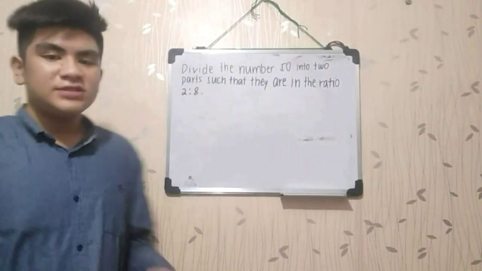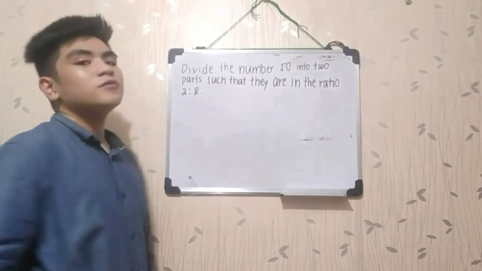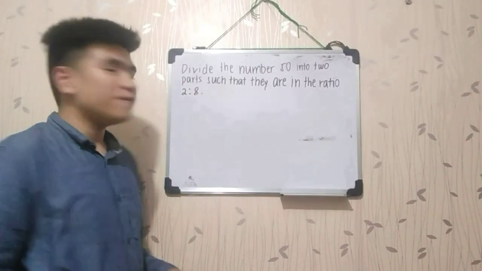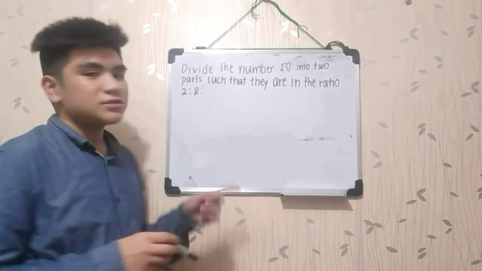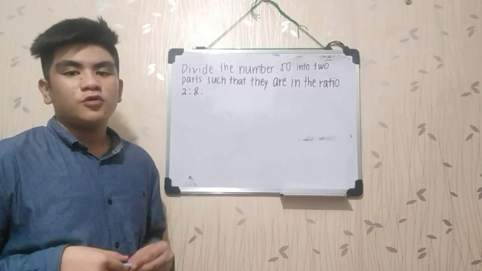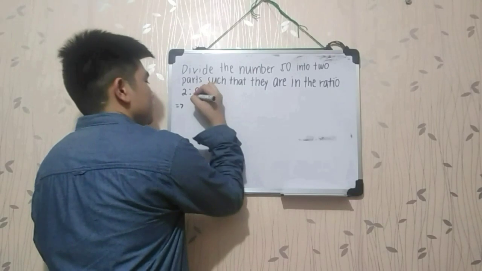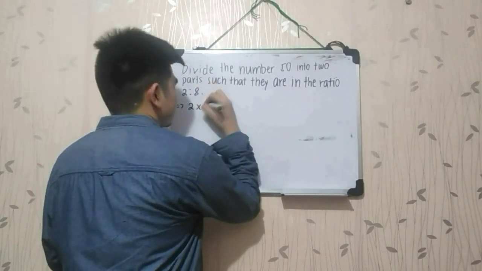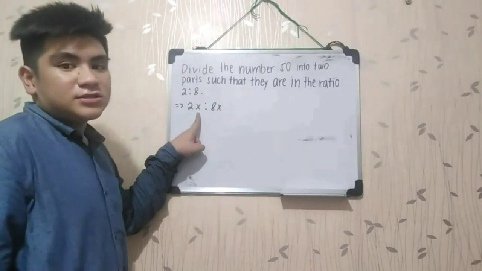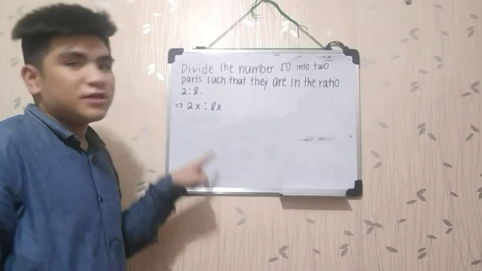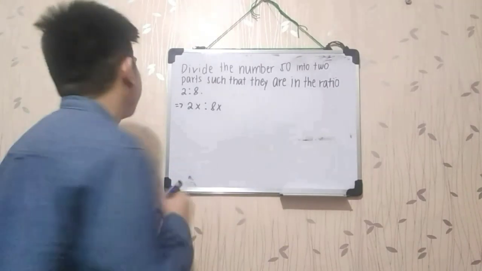Now I have a new problem here saying divide the number 50 into two parts such that they are in the ratio 2:8. Now, if the ratio of the unknown quantities is given, we need to substitute x or any variable to represent the unknown quantities. Now, it is written as 2x is to 8x. Why again? Because x in this equation is representing the unknown quantities, so that we can divide 50 into two parts in the ratio 2:8.